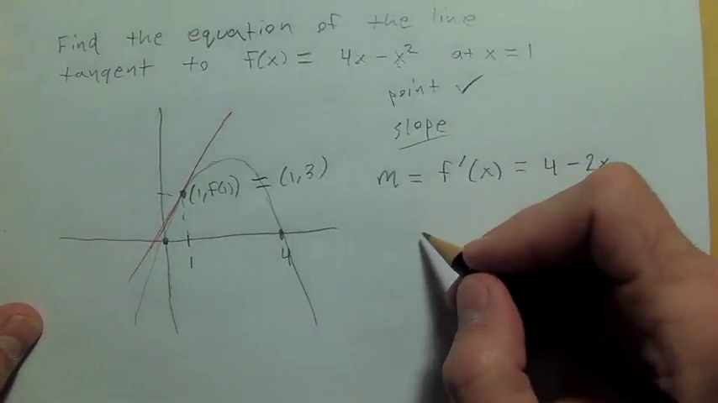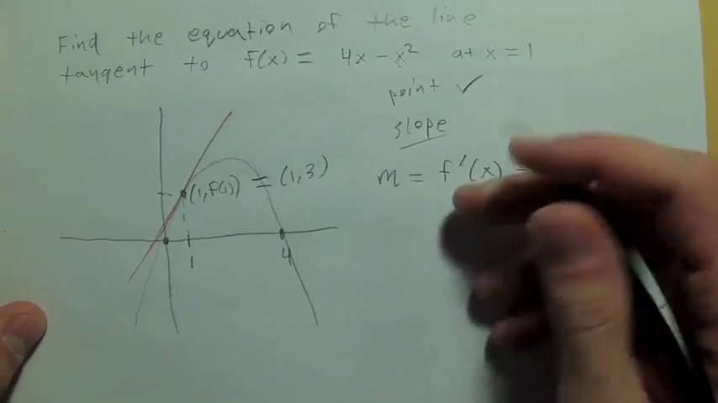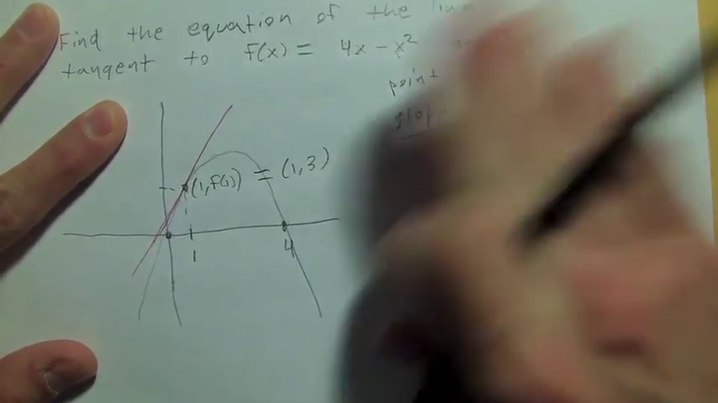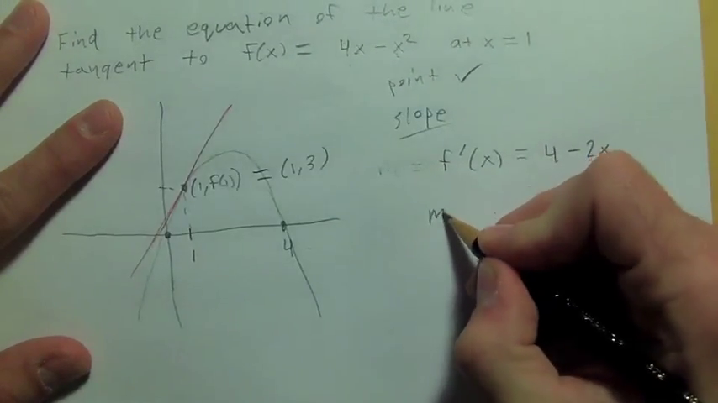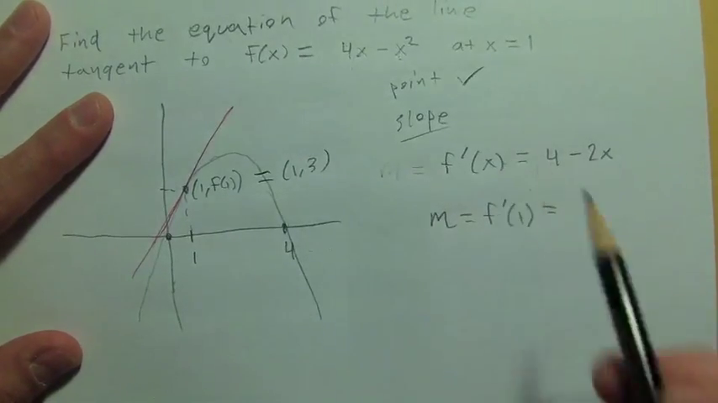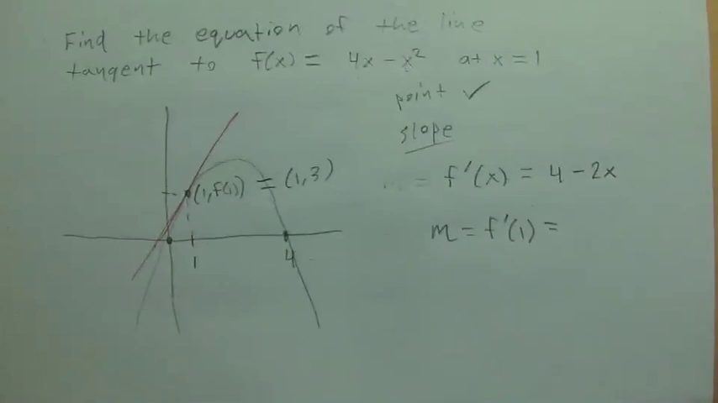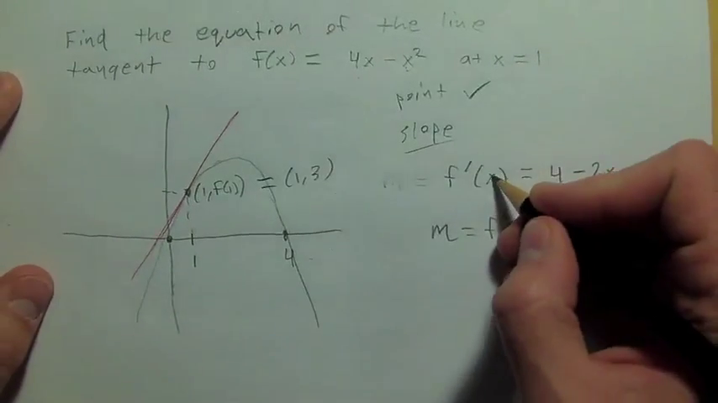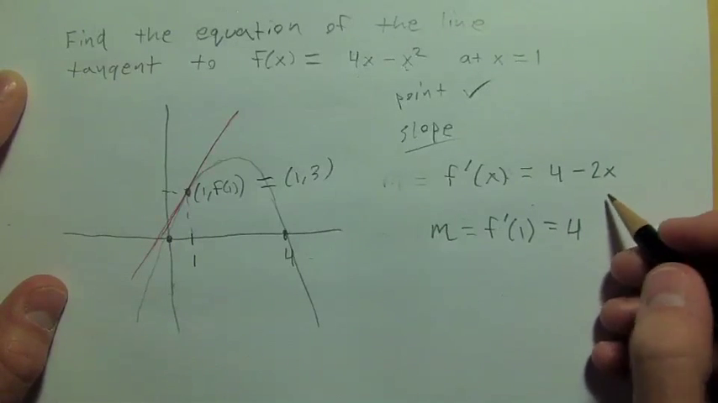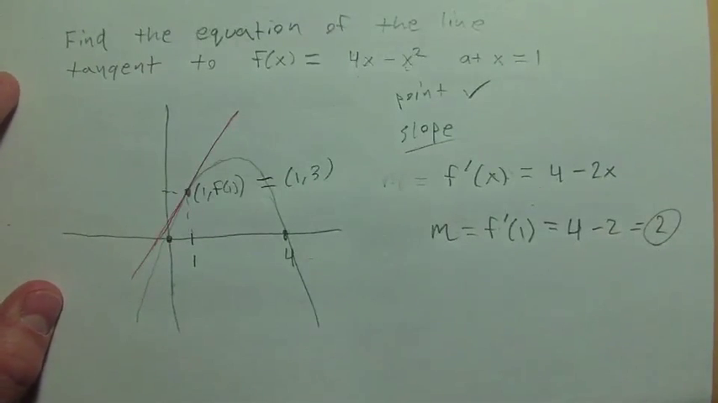Okay, and we're looking at the slope. Actually, let me write this instead: the derivative is f prime of x, but the slope is going to be f prime of 1. I write it like this first because it's better to find f prime of x, then plug in 1, than trying to do it all at once. So f prime of 1 is going to be 4 minus 2, so that's 2.